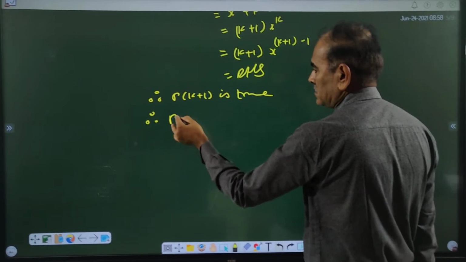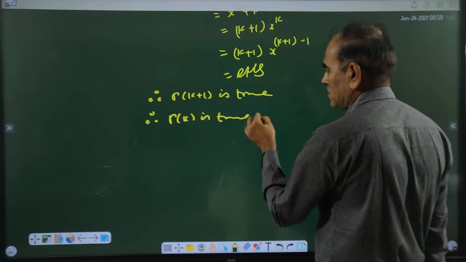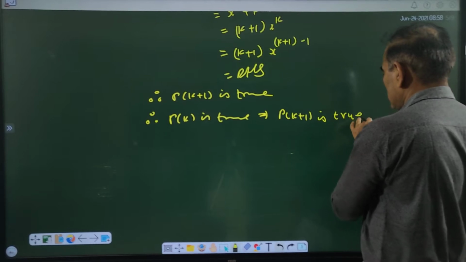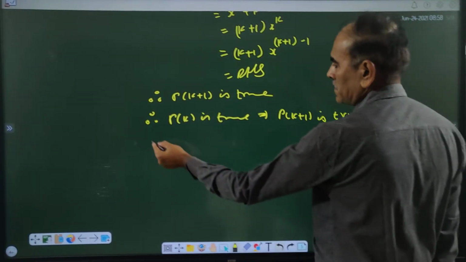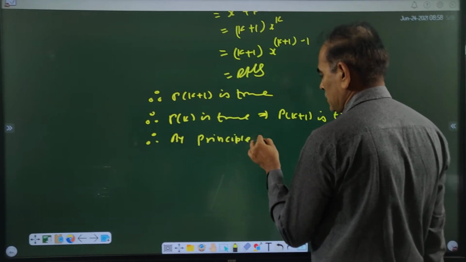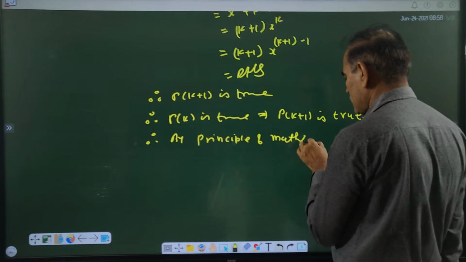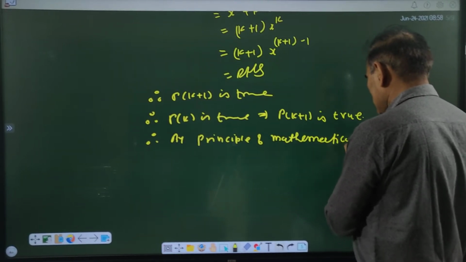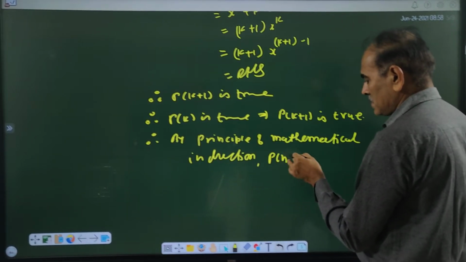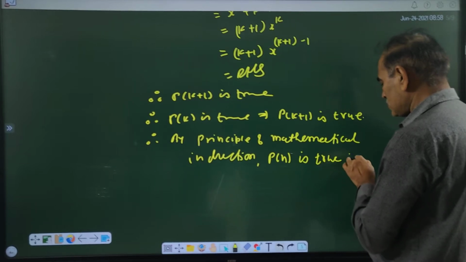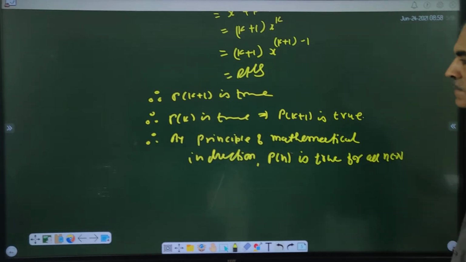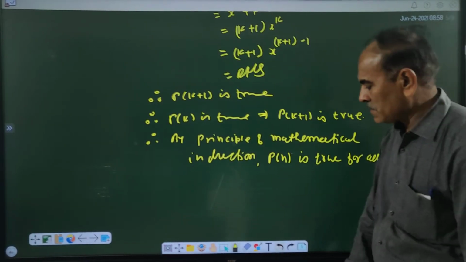And therefore, p of k is true implies p of k plus 1 is true. And therefore, by the principle of mathematical induction, p of n is true for n belongs to N. So that is the thing we wanted to prove.